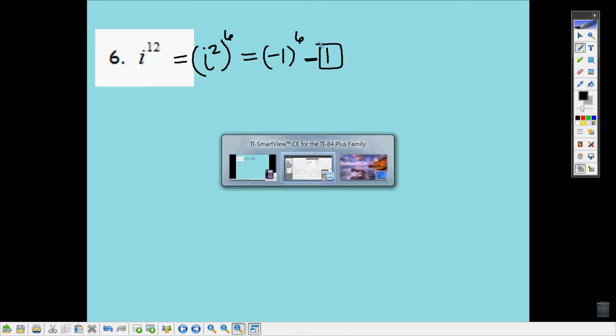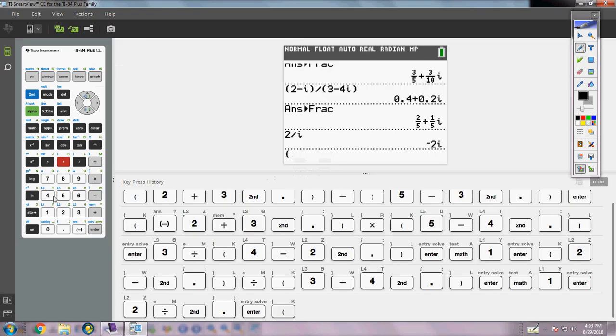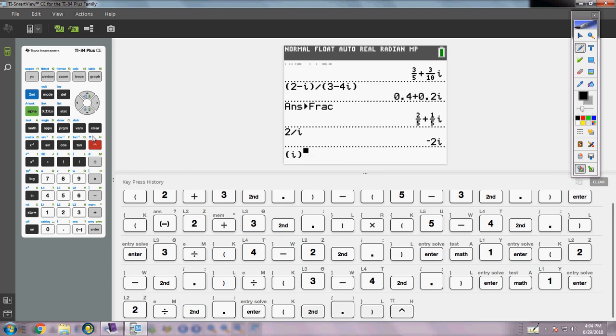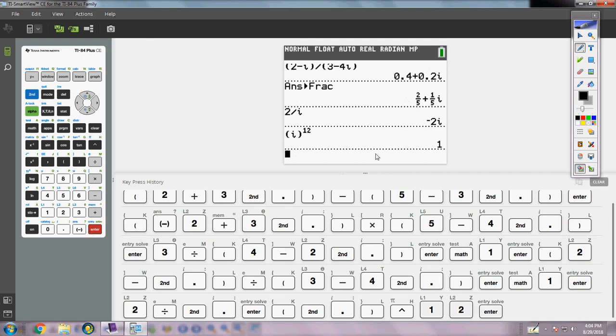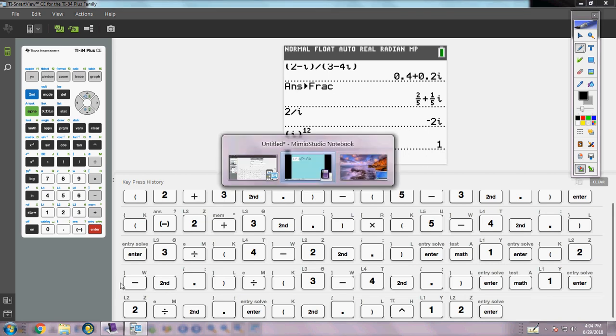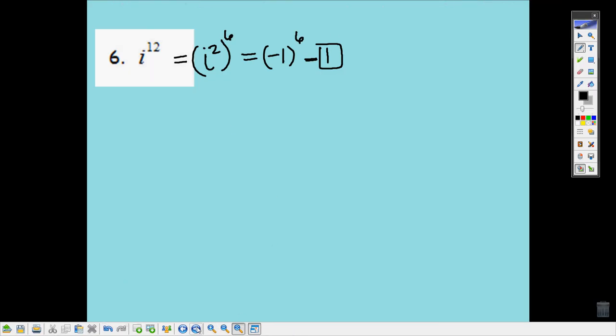So again, we can go to our calculator and we're going to do parenthesis. Well, you don't have to do parenthesis. i raised to the 12th power, and I get 1. Again, with this problem, if you have an older model calculator, sometimes if it's a negative i or a positive i, sometimes you may get a long string that is a very small number, very close to 0. Okay? So we also got +1.